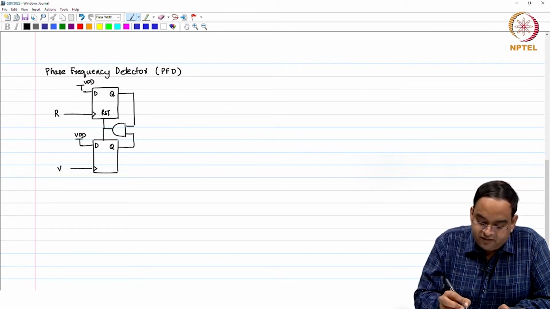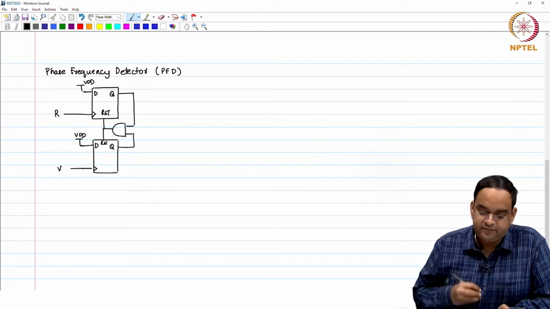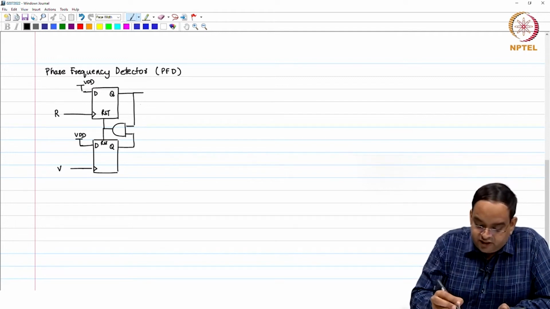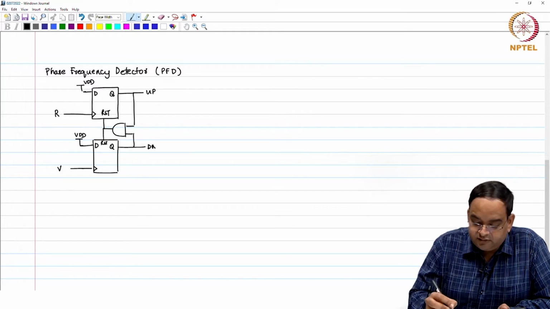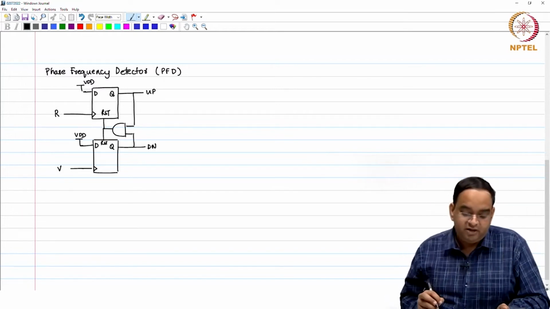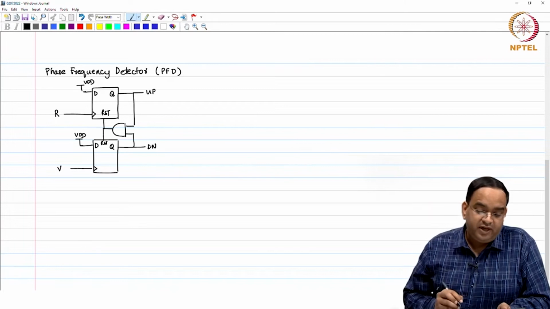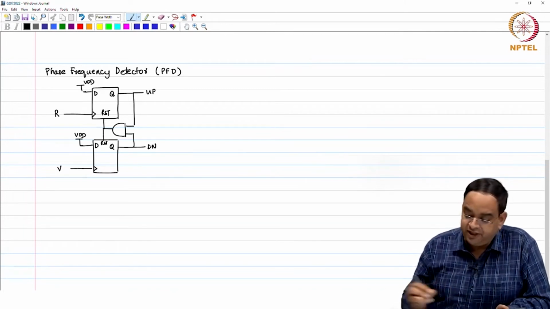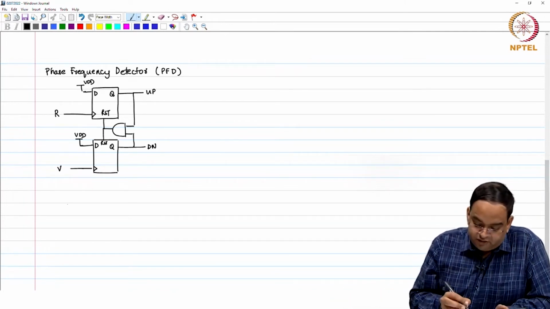Okay. So, you have a reset here, I will just write reset here, and these two signals are called up and down signals. You are a little bit familiar with up and down signals from the SR-based PD. So, let us look at the operation of this.